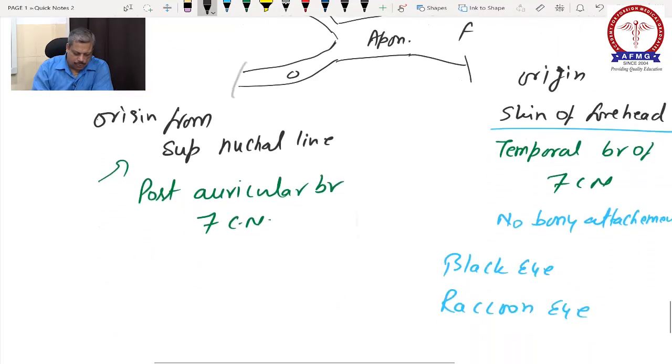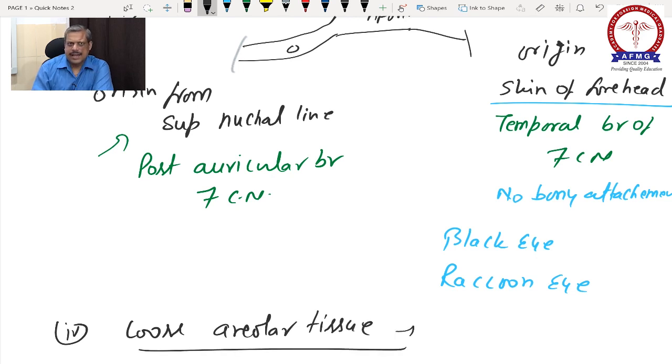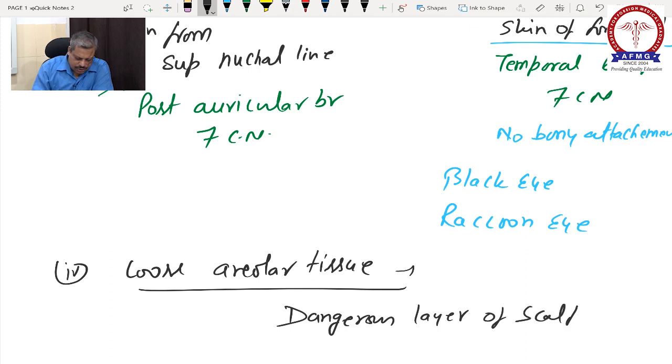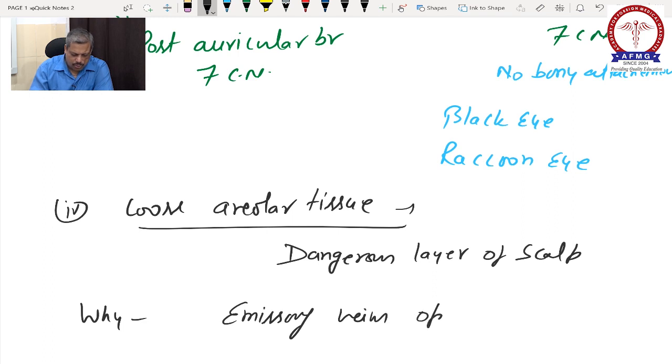The layer number 4, L for loose areolar tissue. Keeping in mind these names are simple, SCALP, loose areolar tissue. This is known as the dangerous layer of scalp. So this is the question: which layer of scalp is the dangerous layer? It is the loose areolar tissue. Why is this dangerous? Because emissary veins open here.